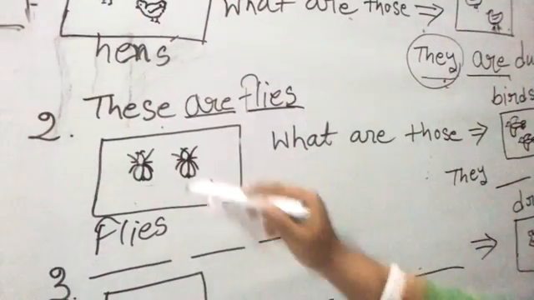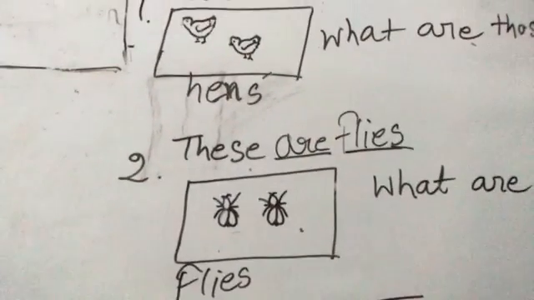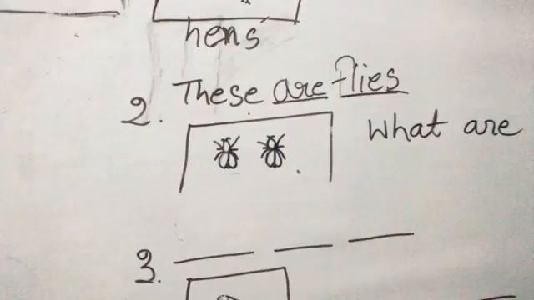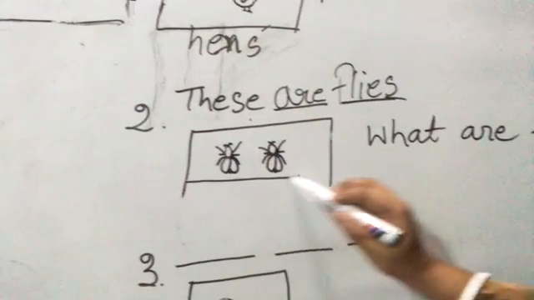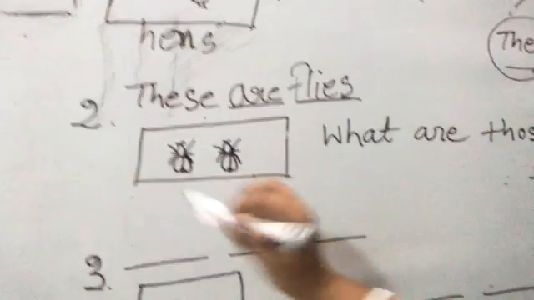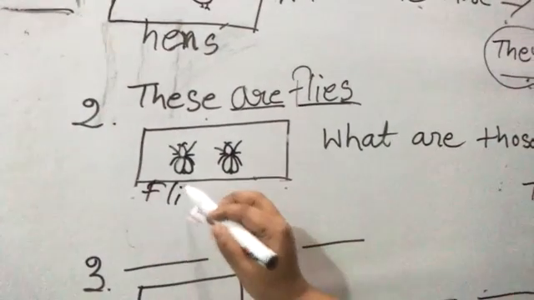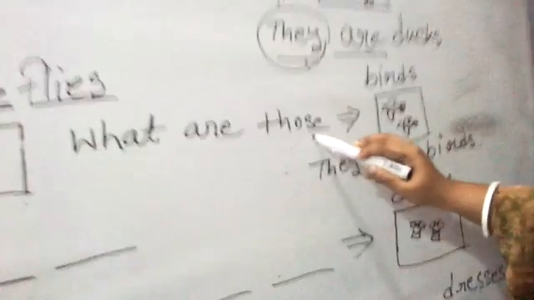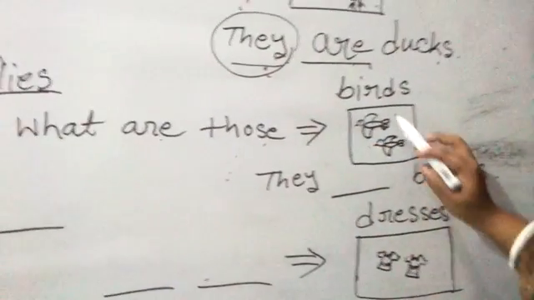F-L-I-E-S. Flies means bees. Okay, so here, the picture is showing that these are the flies. That's why I have written these are flies. Okay, so these are flies. What are those? Now coming to the opposite one. What are those?